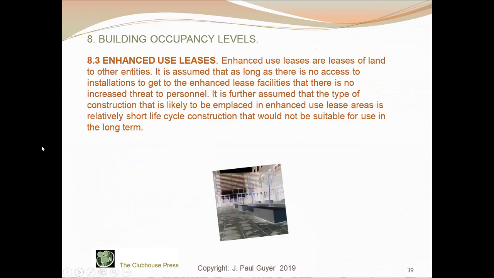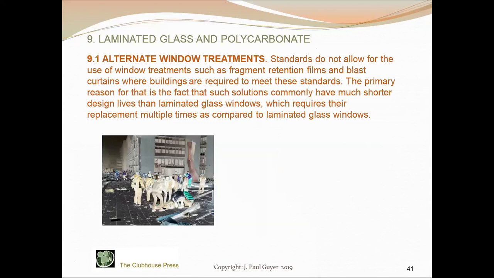Alternate window treatments. These standards do not allow for the use of window treatments such as fragment retention films and blast curtains, where buildings are required to meet these standards. The primary reason for this is the fact that such solutions commonly have much shorter design lives than laminated glass windows, which requires their replacement multiple times as compared to laminated glass windows.